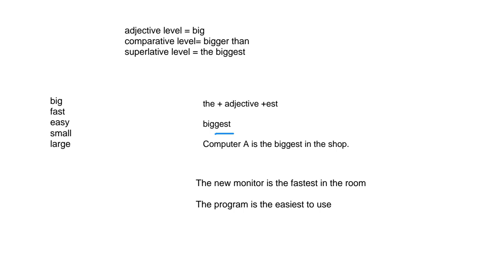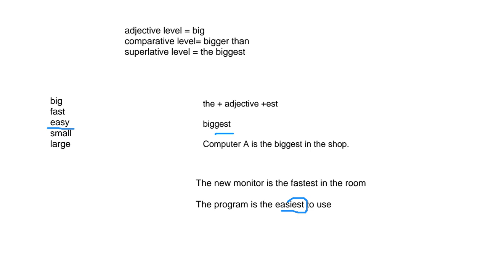Easy also has changed its spelling. Basically, the word spells this way, but when we add est to it, it has changed its spelling. The Y turns into I, because if you have a word ending with Y, and this Y is preceded by a consonant like S, S is a consonant, so we change the Y into I and then add est.